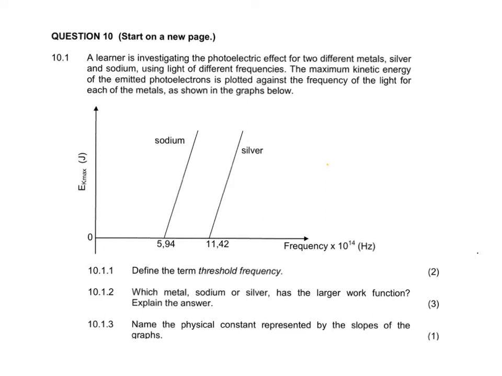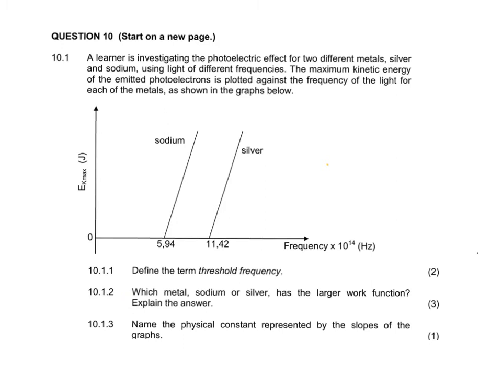Define the threshold frequency. Which metal, sodium or silver, has the larger work function? Explain your answer. And name the physical constant represented by the slopes of the graphs. Now, the definition of the threshold frequency is, in essence, the minimum frequency that is required of incident electromagnetic radiation that falls on the surface of a metal to liberate electrons. We will get to the formal NSC definition soon enough.